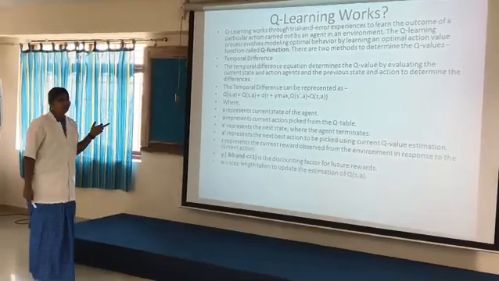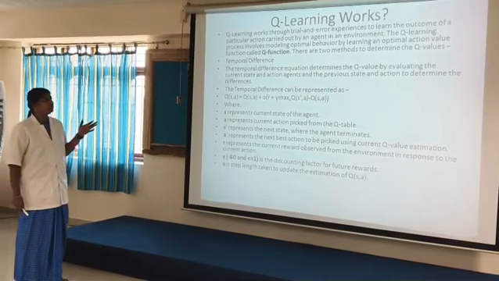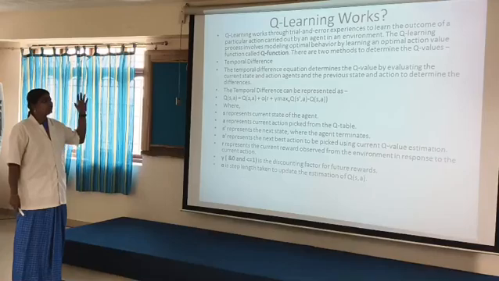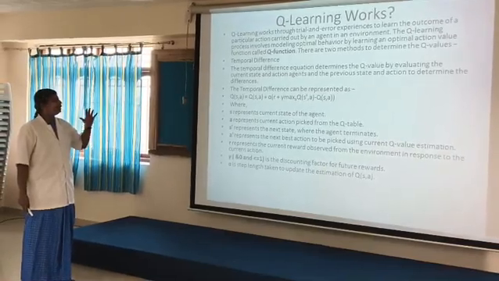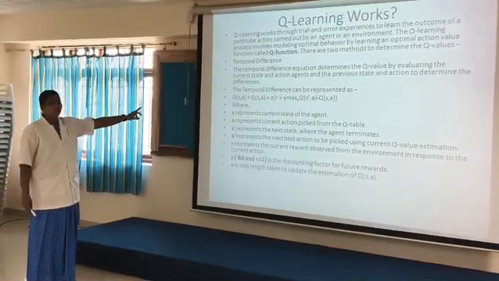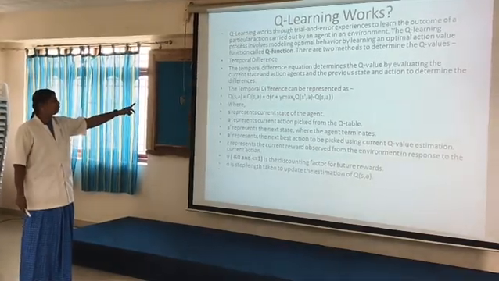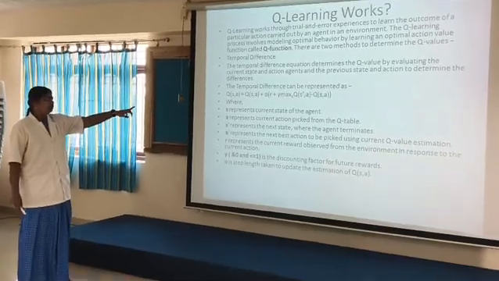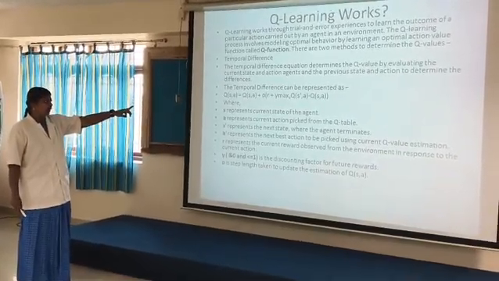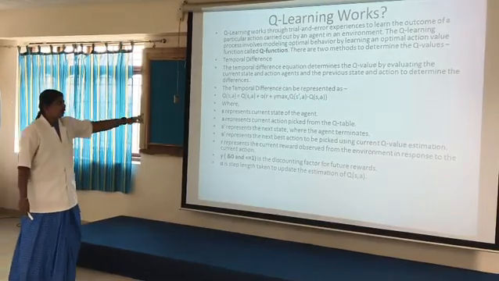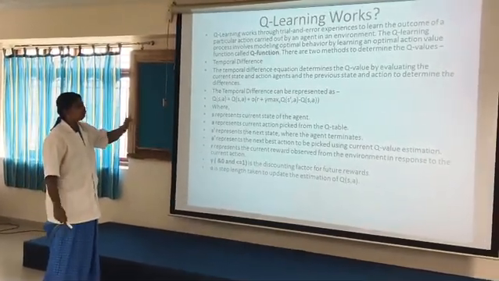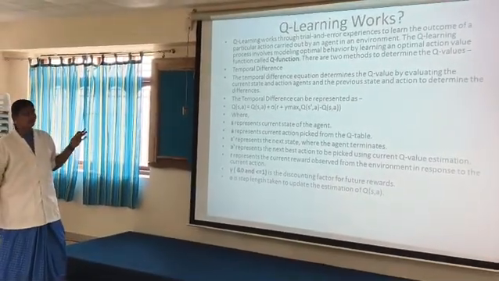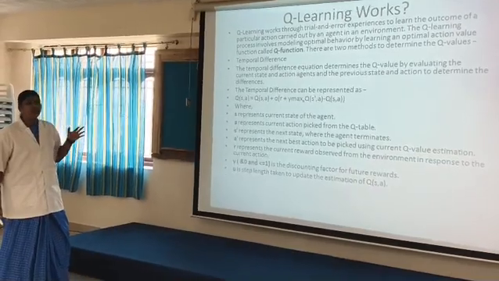There are two methods. The first method is temporal difference. Temporal difference evaluates the current state and action of the agent against the previous state and action, determined as the difference. That is the formula, and the same formula is repeated again: Q of S comma A is equal to Q of S comma A plus alpha into R plus gamma of max A Q of S dash comma A dash minus Q of S comma A, where S represents the state of an agent and A represents the current action that is picked from your Q table.